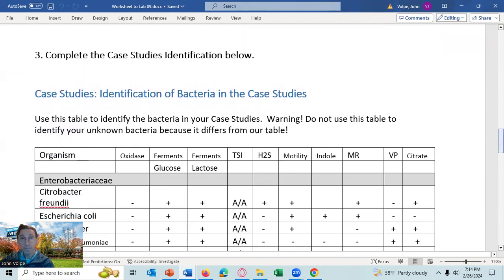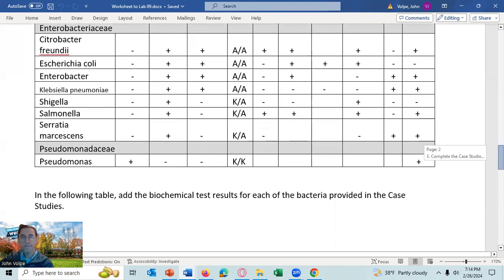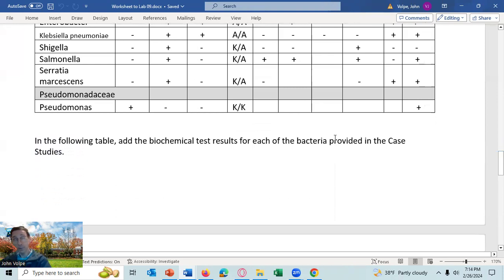Use the key shown here, meaning if it's Pseudomonas, it'll be oxidase positive, glucose will be negative, lactose fermentation will be negative, TSI, triple sugar iron, will be K over K. Hydrogen sulfide, we don't have the data for, but citrate will be positive. So use this key only for the bacteria presenting in this lab. Do not use another key, only use this key for this lab. Do not use this key for your unknown project because it won't work.